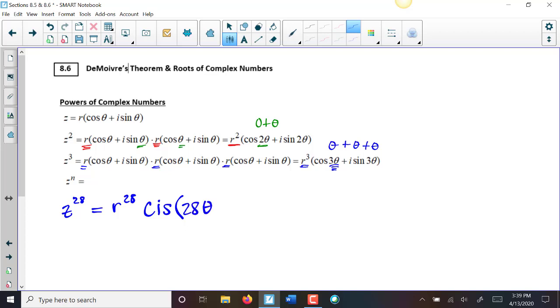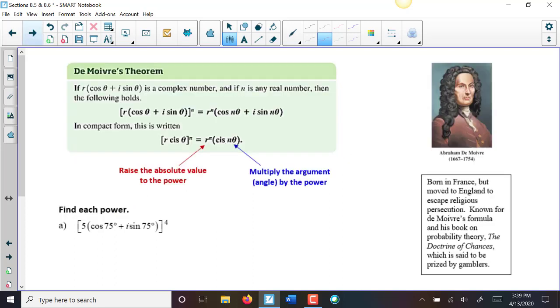So we want to come up with a rule in terms of n, where n can be technically any real number. We'll only see it, I take that back. We will see it as integers and fractions. All right, so there's a theorem for that, de Moivre's theorem.